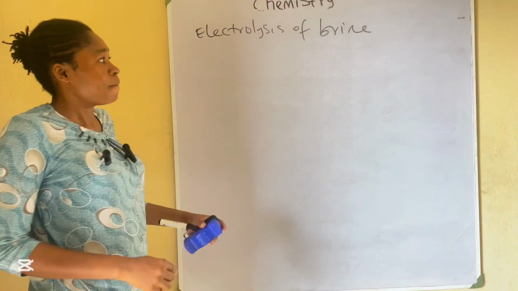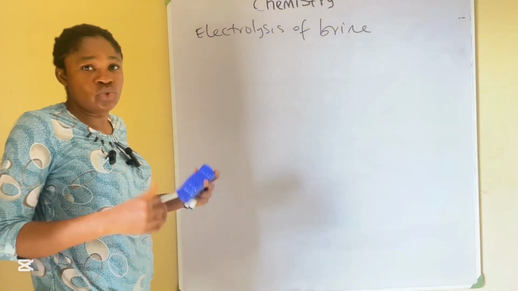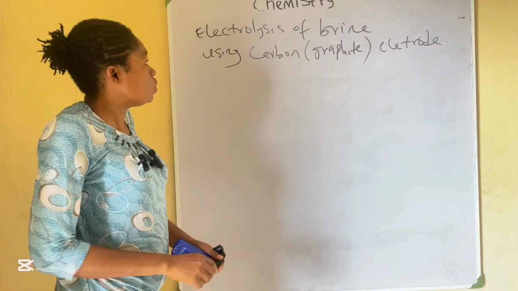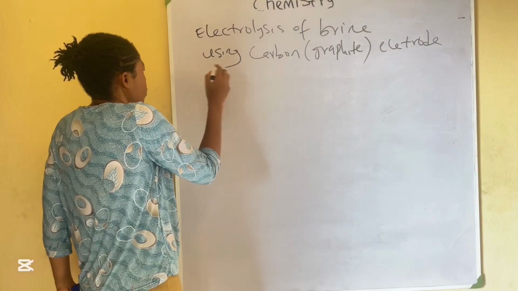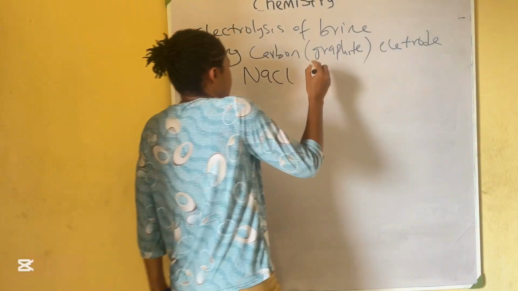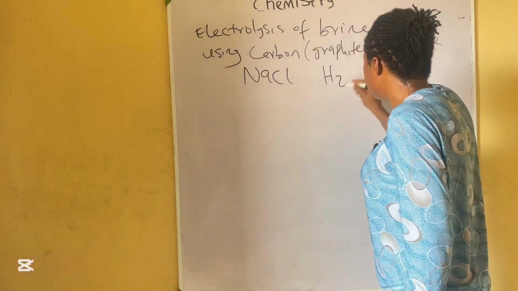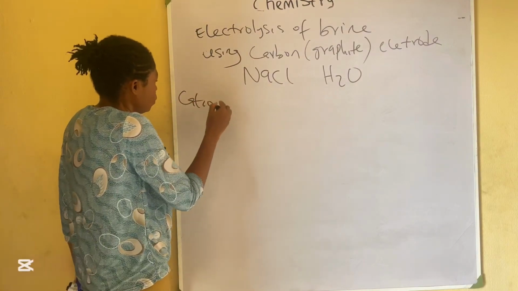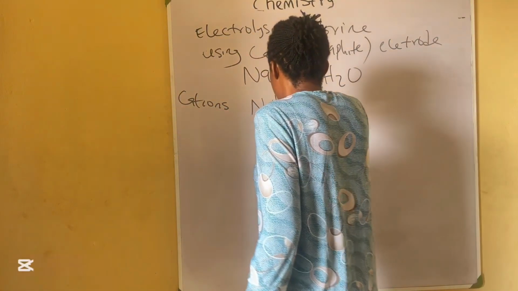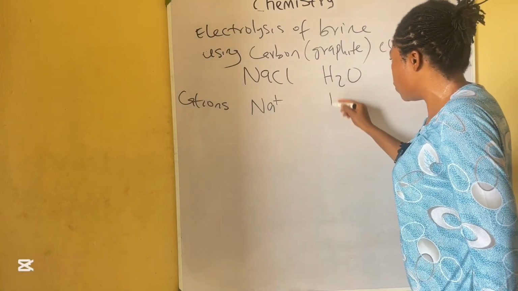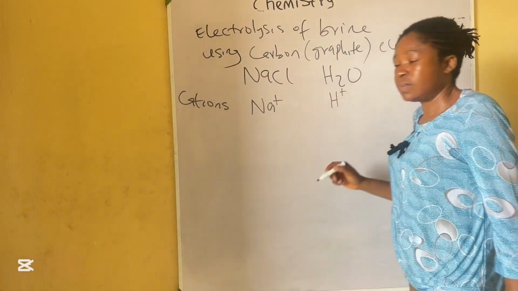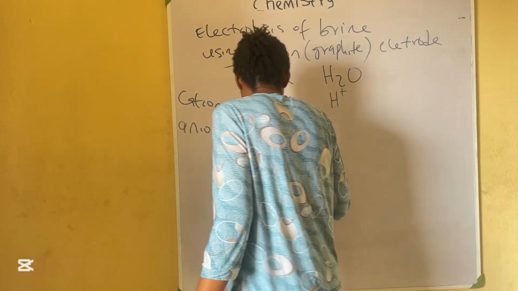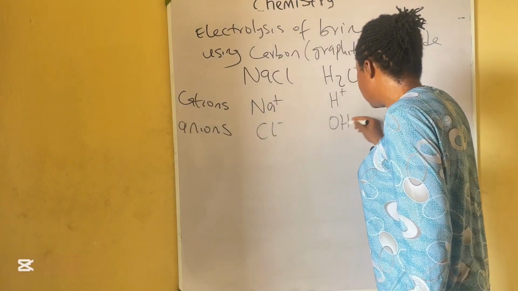Next is the electrolysis of brine. What is brine? Brine is concentrated sodium chloride solution, using carbon electrode. So I have sodium chloride, and of course, there is water in it. So what are the cations? Let's look at the cations: sodium ion, and the ion from water, hydrogen ion. Let's look at the anions: chloride ion and hydroxide ion.